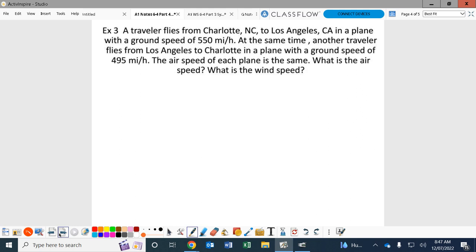We got a traveler, what's that word? Traveler, flying from Charlotte to Los Angeles in a plane with a ground speed of 550 miles per hour. At the same time, another traveler flies from Los Angeles to Charlotte in a plane with a ground speed of 495. Guys, why would you go faster in one direction than you would in the other? Huh? I couldn't hear you.